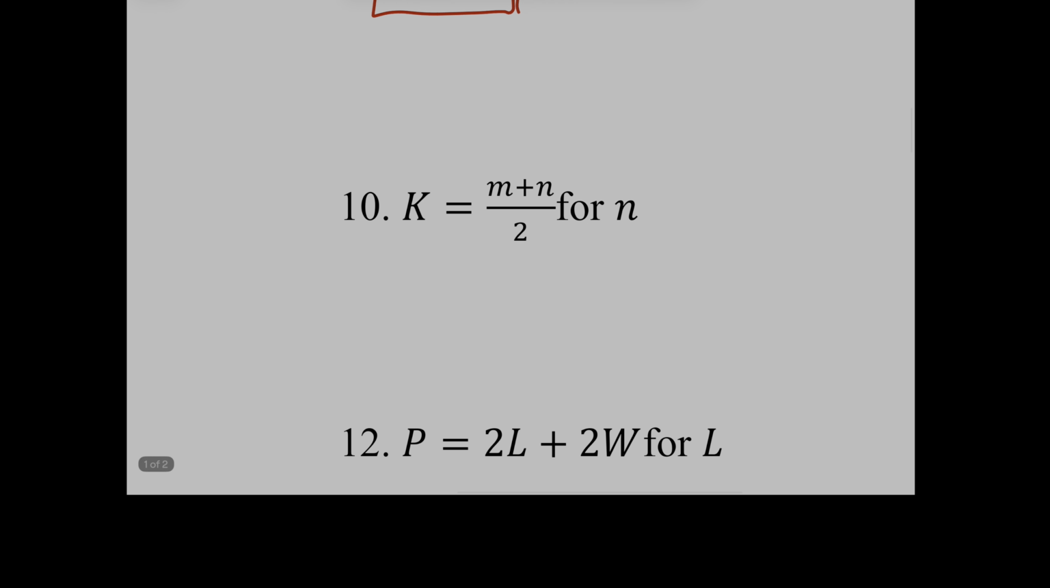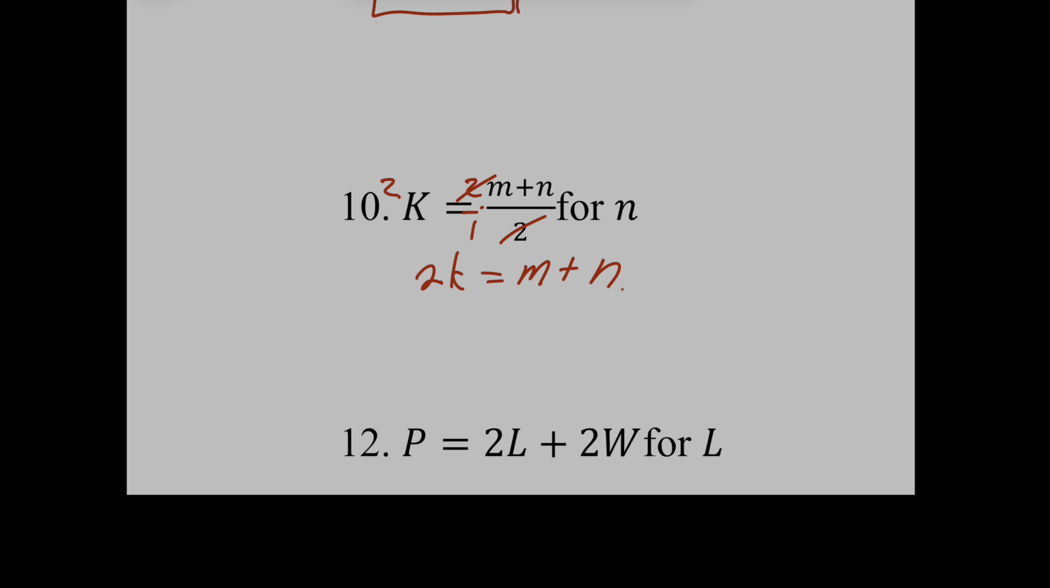Number 10, K equals M plus N over 2. Again, this is just one fraction, so it's only one term. So we can start multiplying by the 2. And once I do that, 2K equals, remember that's like a 2 over 1, so they just cancel out. And what's left over? M plus N.